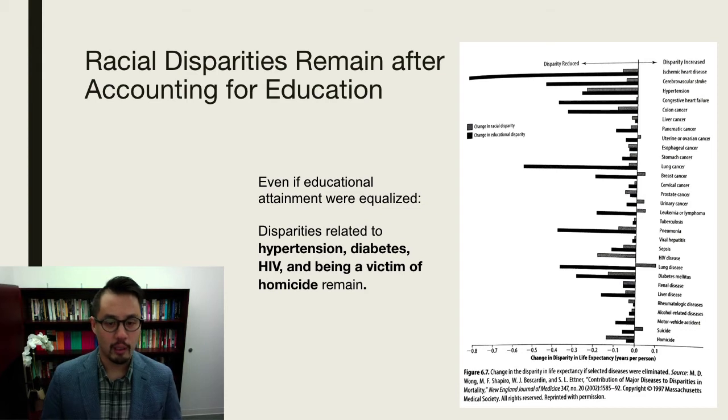This chart shows that even after accounting for socioeconomic status, there remain some health disparities between blacks and whites. So this suggests that even if educational attainment were equalized, there would still be disparities in life expectancy that is related to these diseases, right? These four diseases stand out as being the culprit of disparity: hypertension, diabetes, HIV, and being a victim of homicide. So a study in 2011 showed that controlling for them actually eliminates the disparity, right?